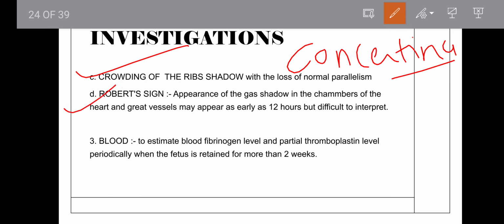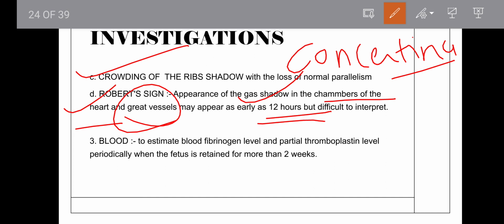Fourth one is the Robert sign. This is the first sign that appears during the intrauterine fetal death. What actually happens is, there is appearance of the gas shadow in the chambers of the heart and great vessels. It is difficult to interpret, but this is the first sign that appears in case of the intrauterine fetal death.